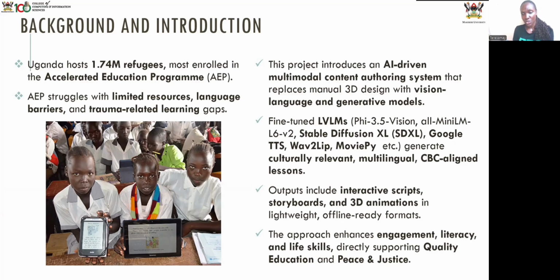So that is where this project comes in, to introduce an AI-driven multimodal content authoring system that replaces manual 3D designs, for example Unity or even Blender, with visual language and generative models. So it is concerned with fine-tuning large vision language models, for example, Phi 3.5 Vision, Stable Diffusion, Google text-to-speech, and more, that generate culturally relevant data or lessons that align to Uganda's competence-based curriculum. So the outputs include interactive scripts, storyboards, and even lightweight 3D animations, all of which can be used in low-resource areas. So this approach enhances engagement, life skills, and also directly supports quality education, peace, and justice.